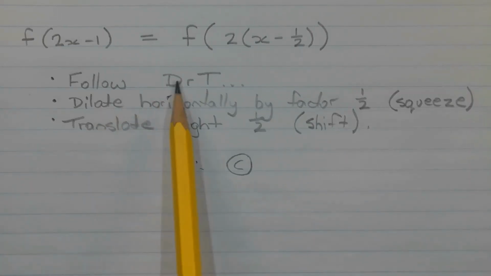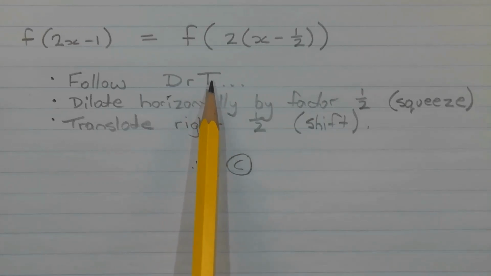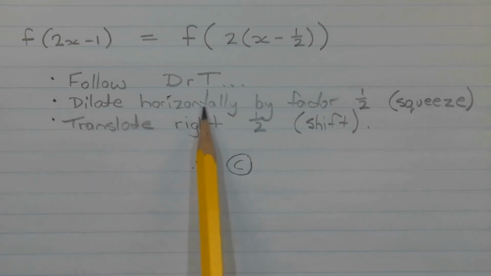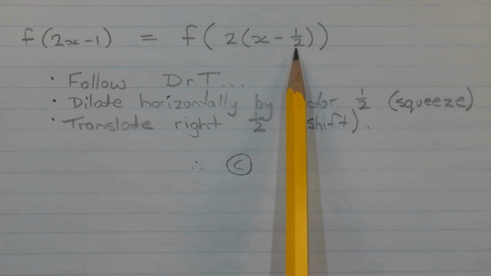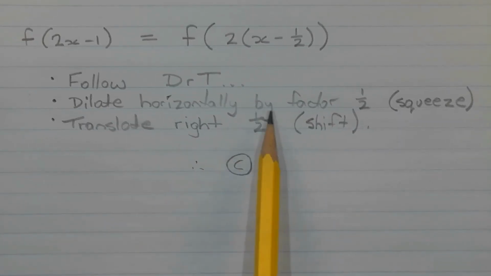Next, follow Dr. T. That is, consider the dilations, then the reflections, and then the translations in that order. Now, the 2 here means dilate the curve horizontally by factor 1 over 2. In other words, squeeze or compress the curve toward the y-axis. This minus 1 over 2 means translate the curve to the right by half a unit. Therefore, the correct answer is option C.